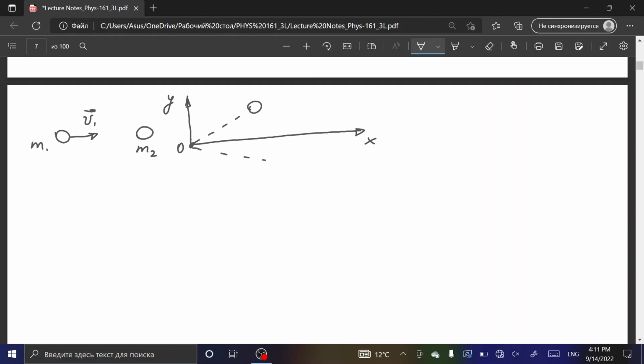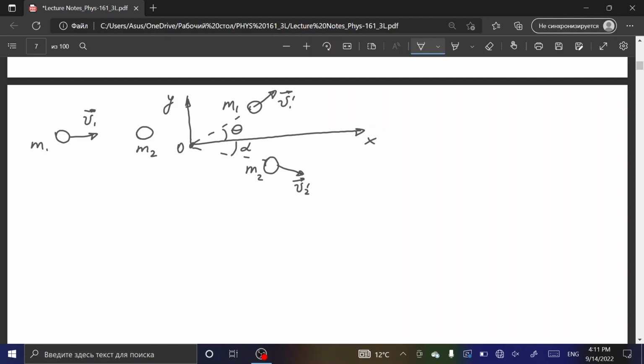So this will be m1. This will be m2. And here we have new velocity vectors: v1 prime vector, and here v2 prime vector. We have two angles here. Let's say it's angle theta and alpha.